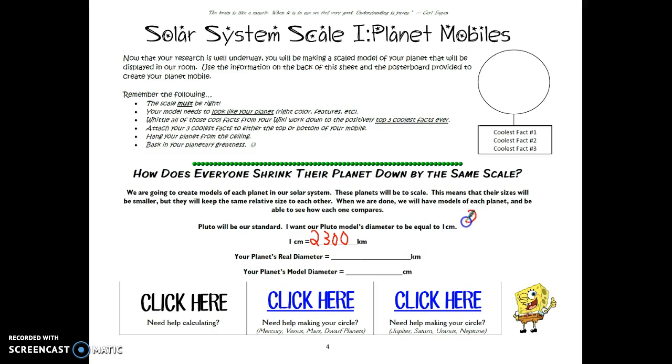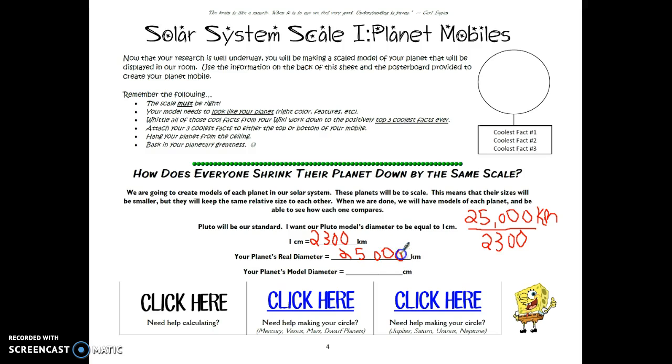Let's pretend there's a planet out there that we need to make, and that it's 25,000 kilometers for its diameter. So how do you solve for this? You would take 25,000 and divide it by the diameter of Pluto, which is 2,300 kilometers. Since 1 centimeter is equal to 2,300, if we divide your planet by 2,300, that should tell us how many centimeters we're dealing with. I should put the 25,000 kilometers here too, to be precise.